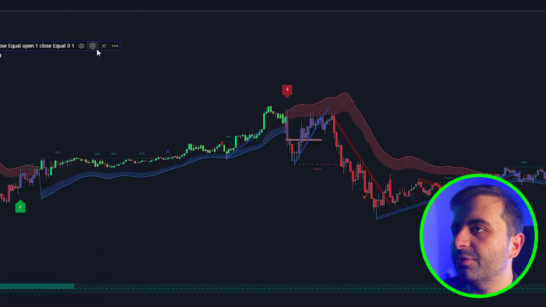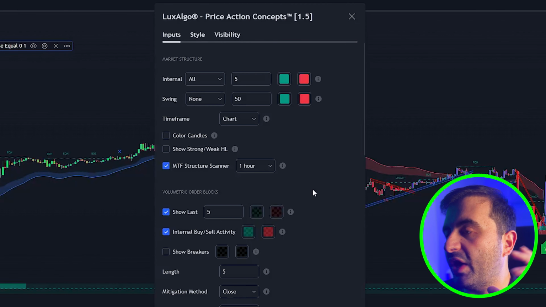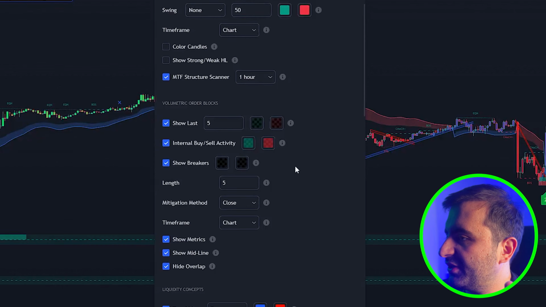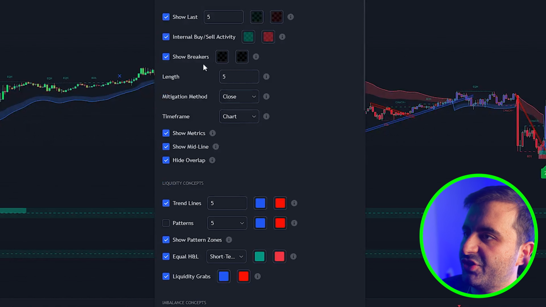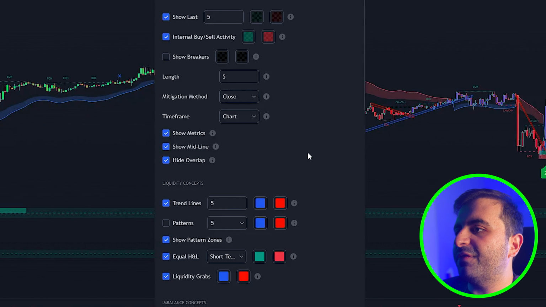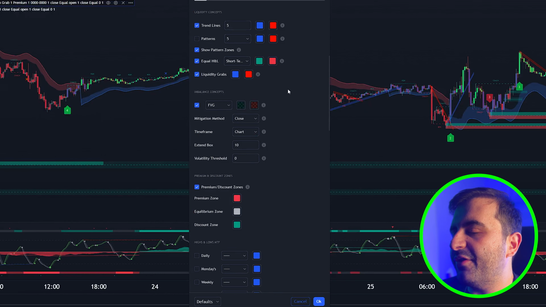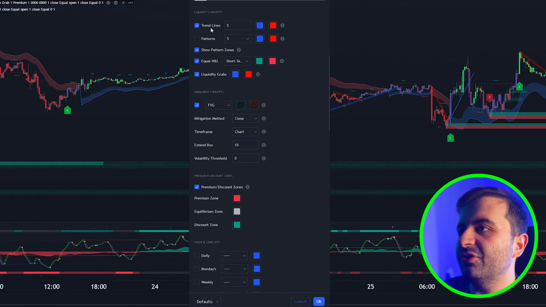Let's go over to the price action concept settings here. What we have enabled: show last order blocks to 5, internal buy sell activity. You can enable the show breakers. It's a nice tool, but if you are a beginner, just wait a little bit. The length is 5, show metrics. Copy everything you see on my screen. I will describe everything. The fair value gaps are your best friend, and I have mentioned the trend lines.